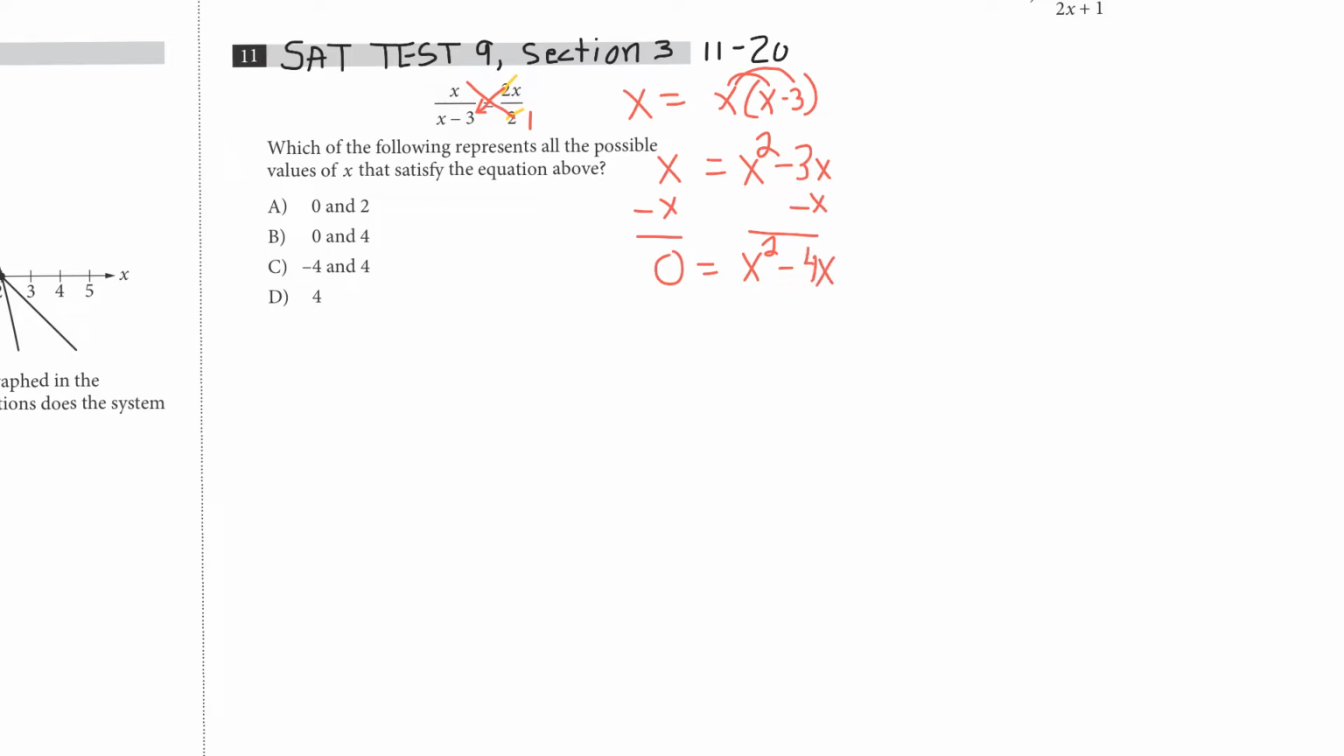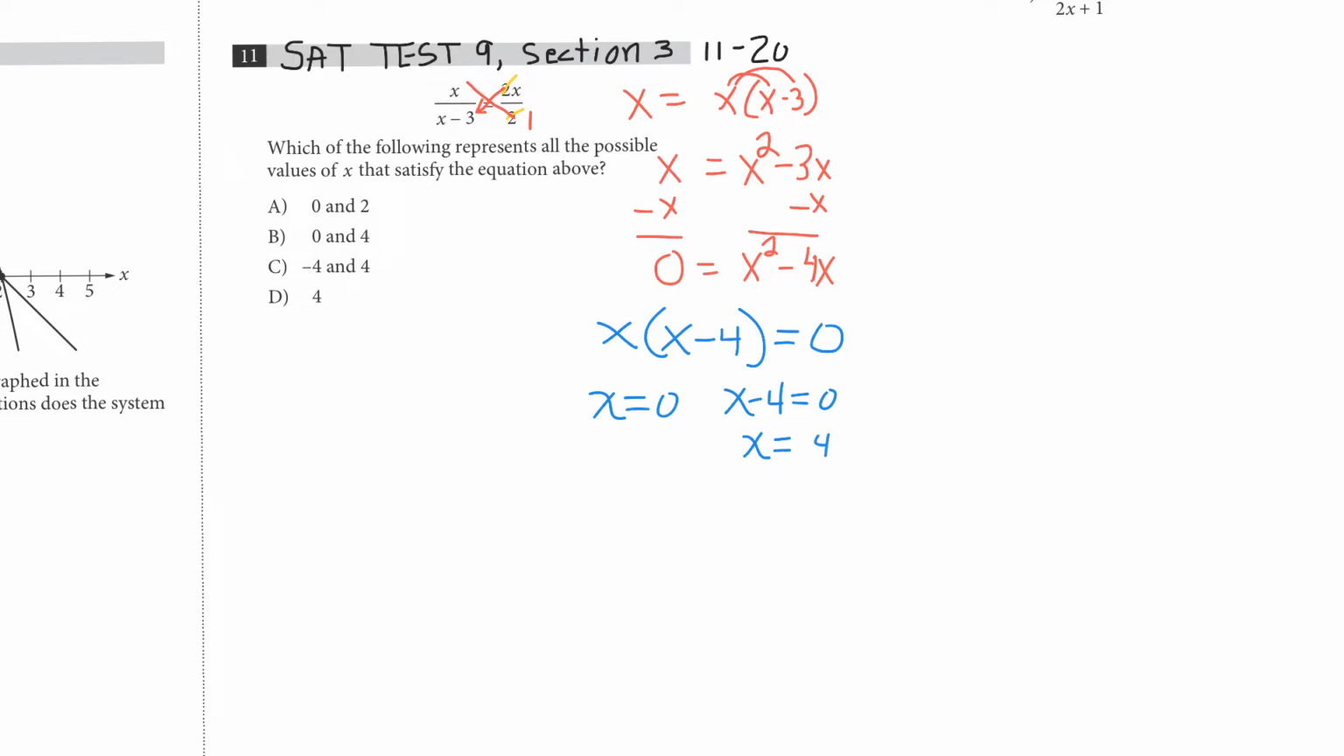We now have x squared minus 3x minus x, which is minus 4x. So then the next question is, can we factor this out? Yeah, you could factor out an x. If you factor an x, you're left with x minus 4. And that's equal to 0. And so it looks to me like x equals 0, and x minus 4 is equal to 0, so x equals 4.